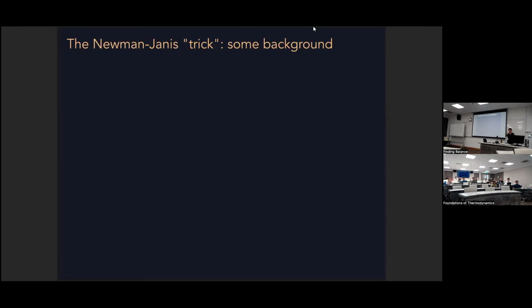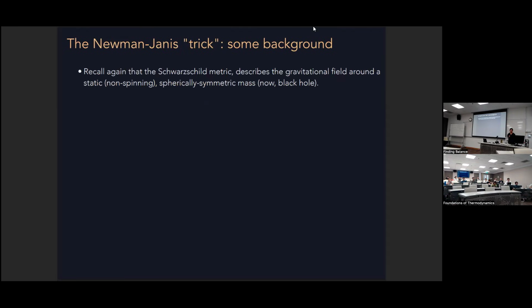Okay, so what is this trick? Let me give a little bit of background. We're going to start again with the Schwarzschild metric, describing the gravitational field around a static, non-spinning, spherically symmetric mass. We'll call it the black hole.